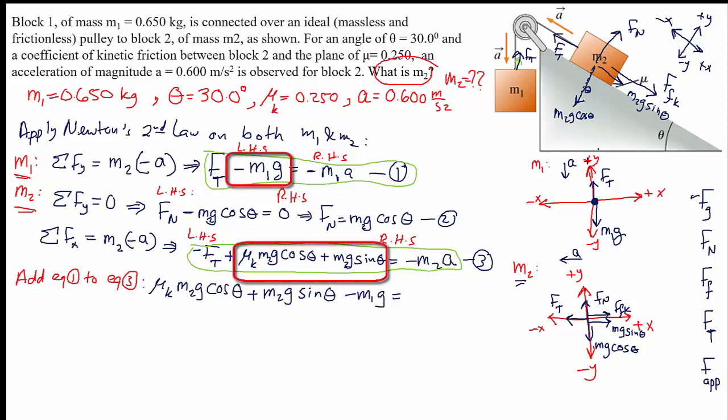Okay, I just added this term to this term to this term. Those are the left-hand side. On the right-hand side, we have the negatives here, and we have m2a and m1a. So on this side, we have m1a minus m2a.